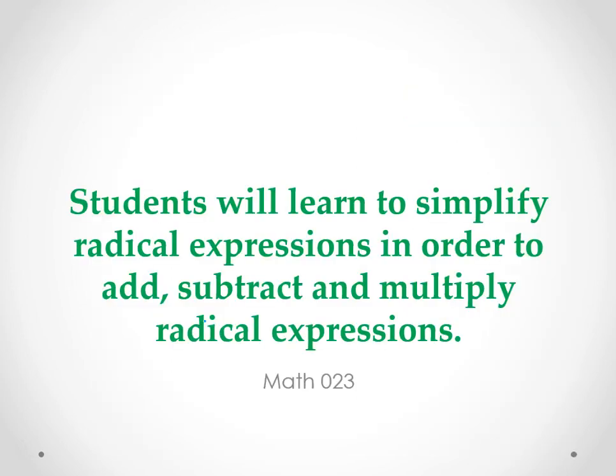Okay? So today what we're going to be doing is simplifying radical expressions to add, subtract, and multiply radical expressions. So you're going to have to be breaking some down. You may be having to do some manipulation, but either way. Okay?